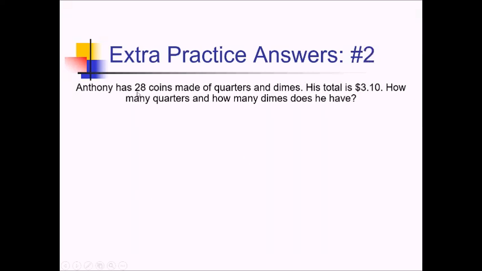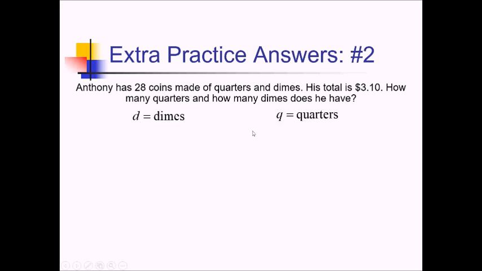On this one, we have Anthony with 28 coins, quarters, and dimes that add up to $3.10. How many of each type of coin does he have? So let's start by defining some variables. We'll say that the number of dimes will be represented by D, and for number of quarters, we'll use Q.